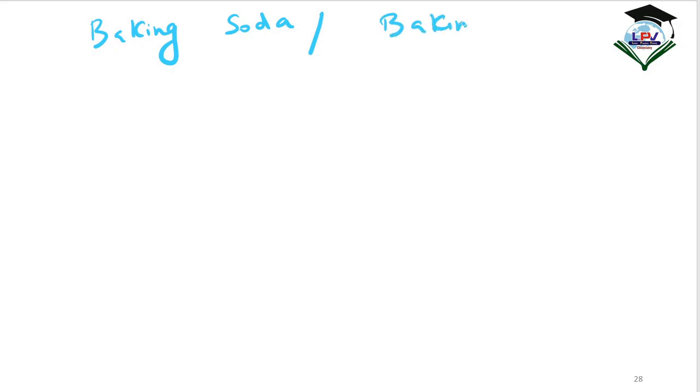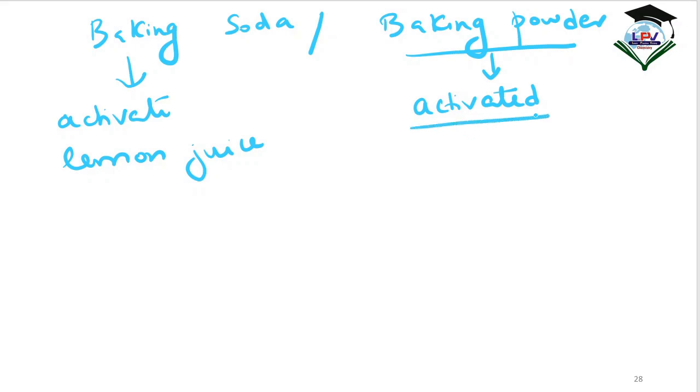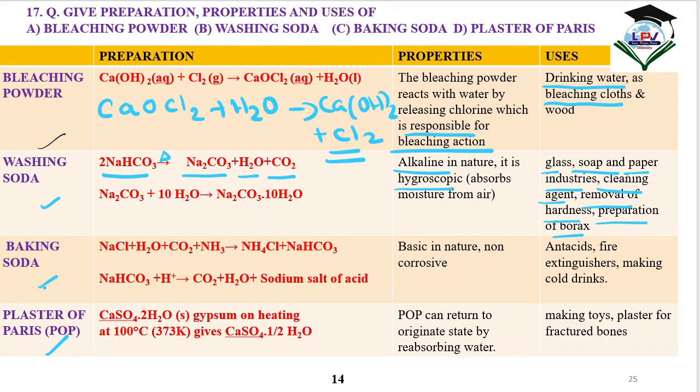The baking powder that we obtain for preparing cake is already activated with acid, and the baking soda we activate with lemon juice or buttermilk. The baking powder is already activated with tartrate, cream of tartar. Now, let's see what is baking soda.